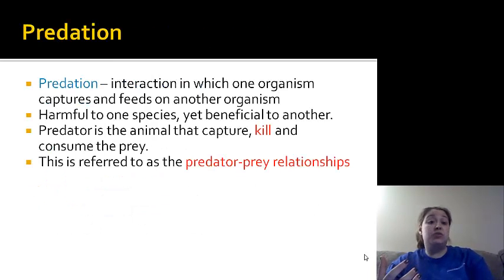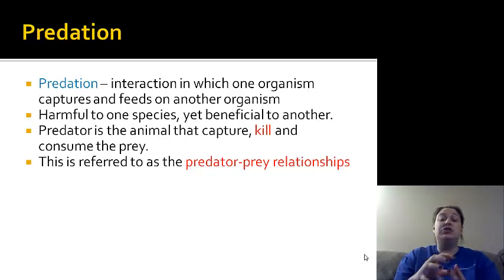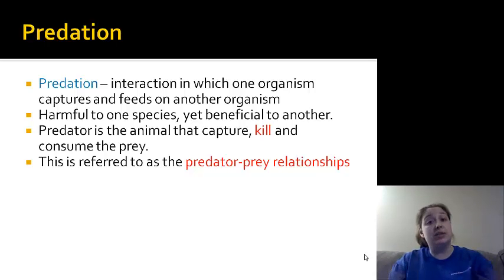Predation. Interaction between one organism that captures and feeds on another organism. It is harmful to one and beneficial to the other. The predator is the animal that captures and kills and consumes the prey. It is referred to as the predator-prey relationship.